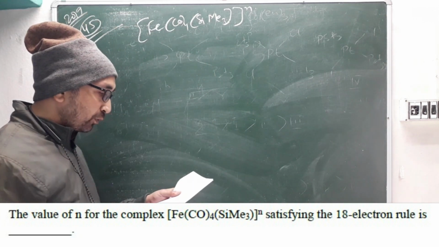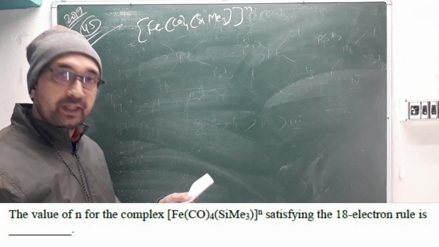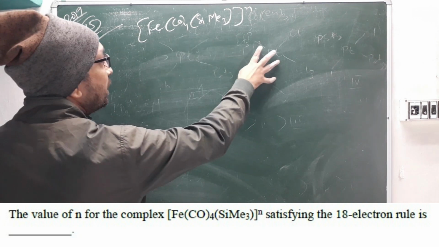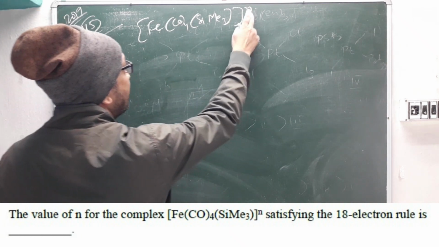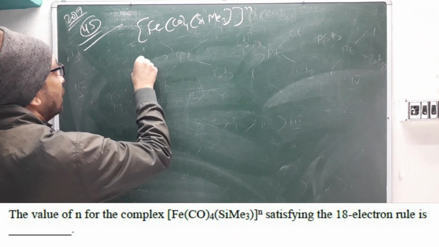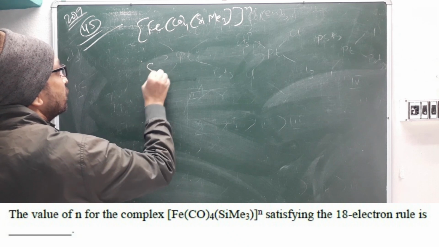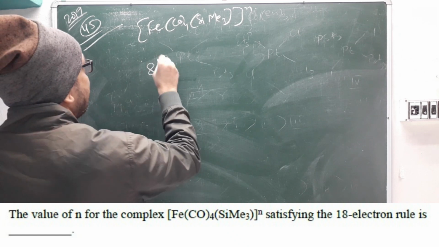it is 18. It is following the 18 electron rule, right? Satisfying the 18 electron rule. So total overall it should be 18, right? Then only this side will be 18. So this n we are going to add here. So iron, how much valence electron? It will be 8, correct?